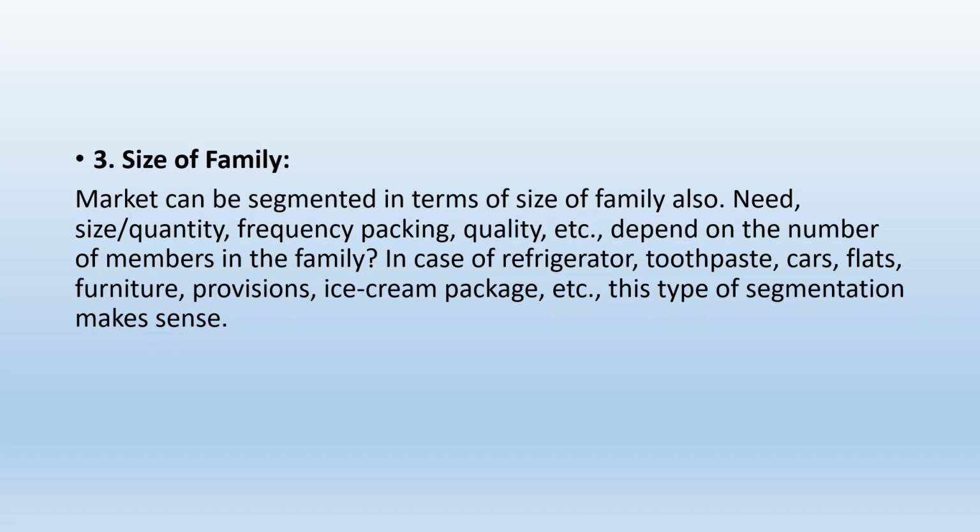Then size of family. The market can be segmented in terms of size of family also, whether it is a nuclear family or a joint family. The needs, size, quantity, frequency, packing, quality, etc. depend upon the number of members in the family. In the case of refrigerators, toothpaste, cars, flats, furniture, provisions, ice cream packs, etc., this type of segmentation makes sense. Most food quantities, even refrigerators and furniture, and even when we buy a house or flat, the size of family matters.